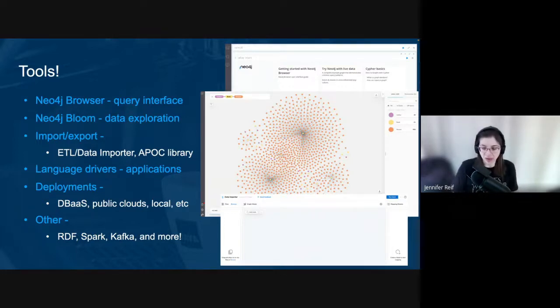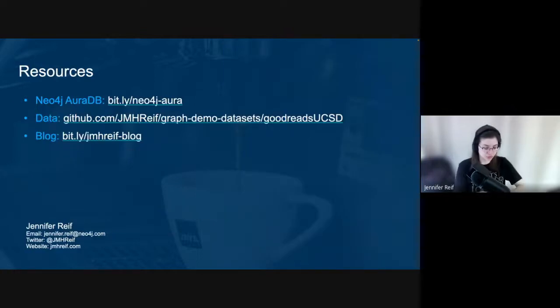Okay, so wrapping up with a few resources. Neo4j AuraDB, which is our database as a service. You can go to that link if you want to create your own free instance, play with either some predefined dataset or load your own data in. It'll walk you through and guide you through all of that as you see fit. If you want to use the dataset that I used today, that's available at the second link. So if you want to get a better feel for what I used and how I imported it and all that good stuff, that's available.